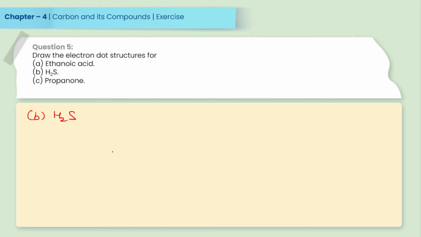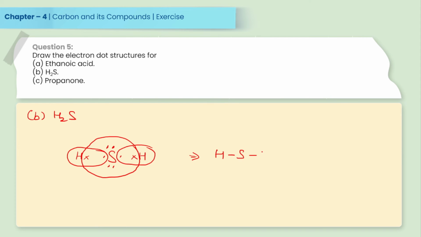Here we have a sulfur atom with 6 electrons in the outermost shell and 2 hydrogen atoms with 1 electron in their outermost shells. So these hydrogen atoms will share 1 electron with sulfur to complete its doublet, like this. And sulfur atom will share 1 electron from each hydrogen atom to complete its octet, like this. So bond line representation can be hydrogen, single bond sulfur, single bond hydrogen. So this is the electron dot structure for H2S.